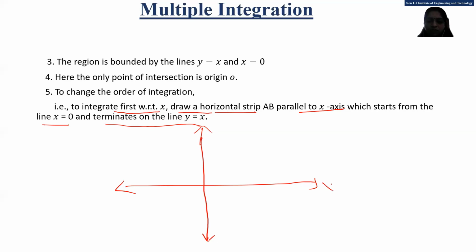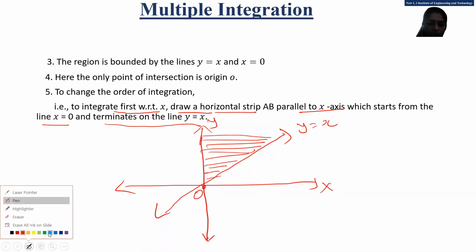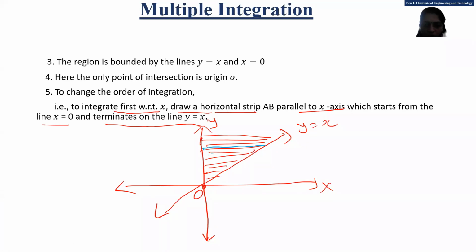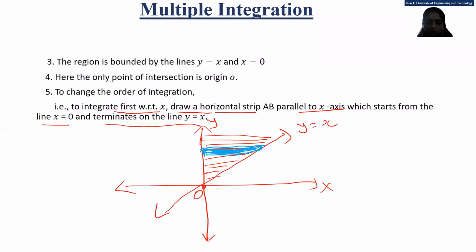That is, this one is the x-axis, this one is the y-axis, and this is y equal to x, right? Now, this is our region of the integration. Here we want to take the origin, and here we want to take a horizontal strip. It means we convert our vertical strip into the horizontal form. This is our vertical strip, right? So I convert this vertical strip into the horizontal form.